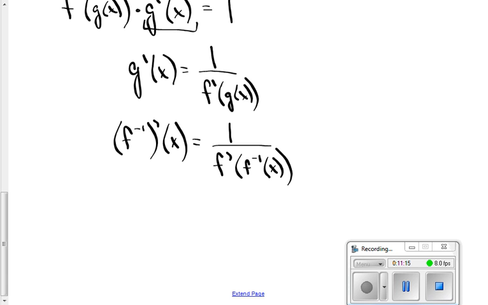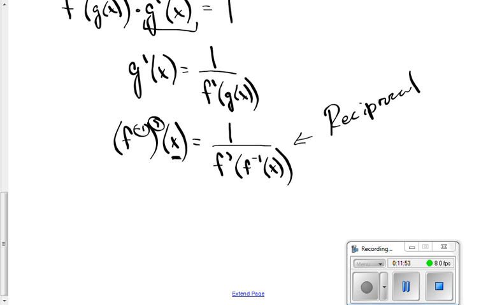Do you see the connection to what we just did? I want the slope, being the derivative. I want the slope of the inverse at some x value. It's 1 over the slope of the original at the corresponding value. It's what I want you to come away with: this is the reciprocal idea. Because those functions are inverses, their slopes are reciprocals at the special points.